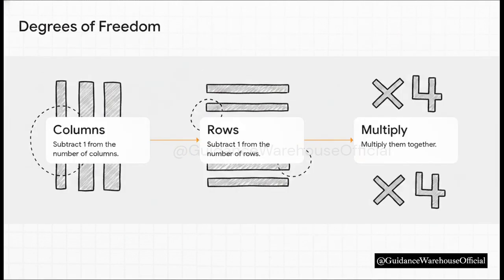To figure out exactly where our cutoff line is on that curve, we need to calculate our degrees of freedom, or DF. It's super easy. Step 1, subtract 1 from your number of columns. Step 2, subtract 1 from your number of rows. Step 3, multiply those two numbers together. For our volunteer table, we had 3 columns for hours and 3 rows for student types. So 3 minus 1 is 2, and 3 minus 1 is 2. 2 times 2 gives us exactly 4 degrees of freedom.